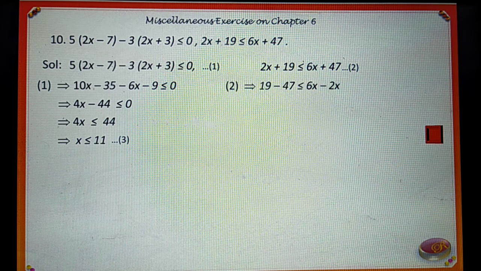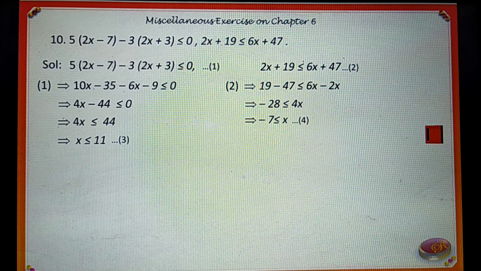2 implies 19 − 47 ≤ 6x − 2x, implies −28 ≤ 4x. Implies −7 ≤ x. Say number 4.